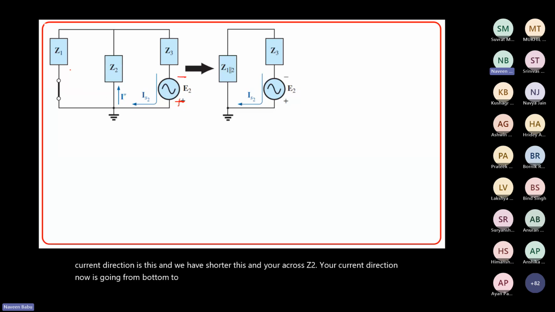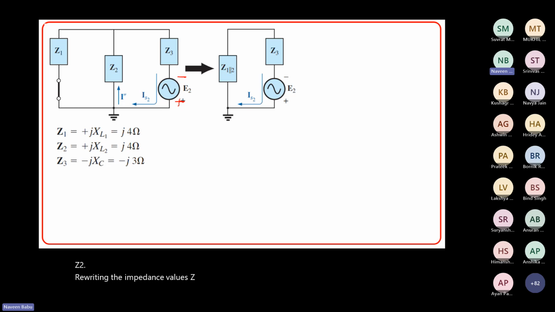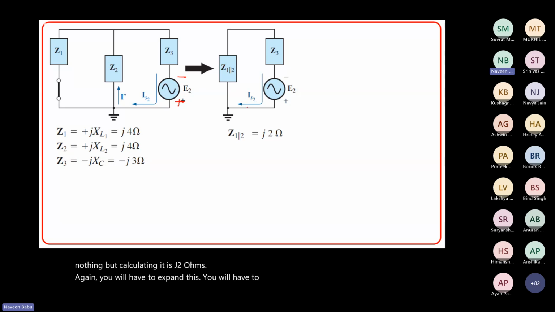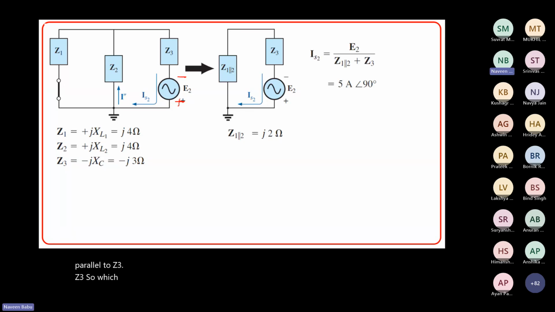Again, let's follow the same method. Z1 parallel Z2, rewriting the impedance values, Z1 parallel Z2 will be Z1 Z2 divided by Z1 plus Z2, which is nothing but J2 ohms. Again, you will have to find the current IS2 now. IS2 was E2 by Z1 parallel Z2 plus Z3, which is 5 angle 90. Now we have this particular value, 5 angle 90 here.